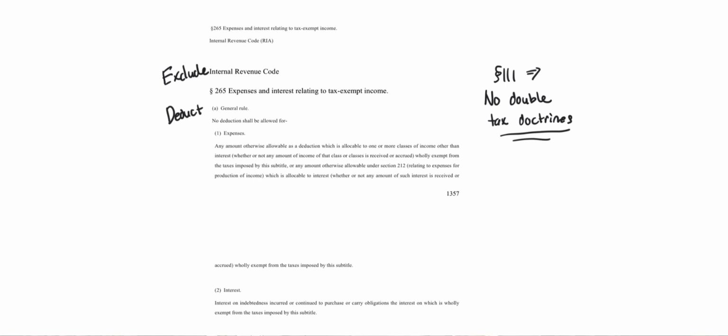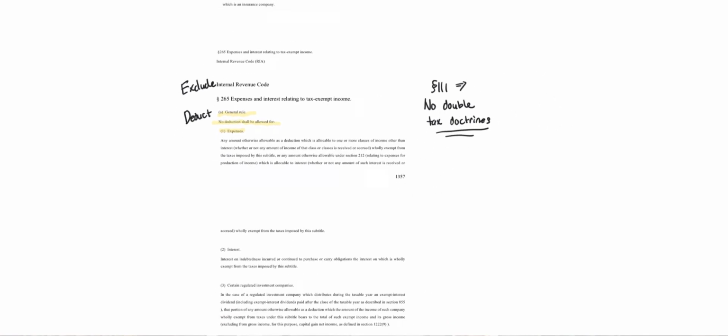So this one says, Section 265, expenses and interest relating to tax-exempt income. General rule, no deduction shall be allowed for, so it's a disallowance rule, expenses, any amount otherwise allowable as a deduction which is allocable to one or more classes of income other than interest, wholly exempt from taxes imposed by this subtitle, or any amount otherwise allowable under Section 212. And it talks about interest and whatnot.